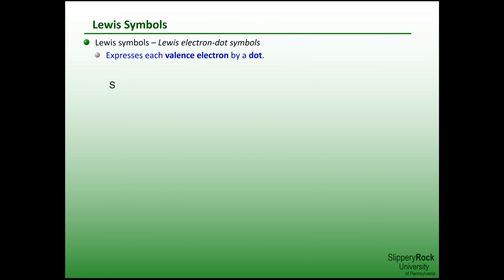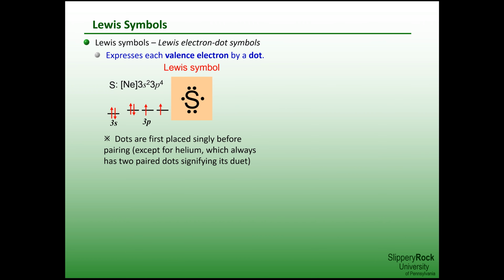For example, sulfur has the electron configuration like this one, meaning it has 6 valence electrons. In its Lewis symbol, sulfur is written as capital S with 6 dots around it, representing those 6 valence electrons. An important convention in drawing Lewis symbols is that dots are placed singly around the symbol before any pairing occurs, reflecting Hund's rule. The only common exception is helium, which has just 2 valence electrons that are always paired, forming a stable duet. Let's try a couple of examples.